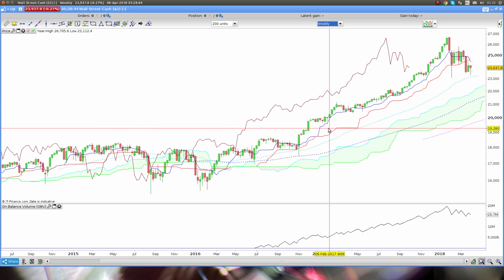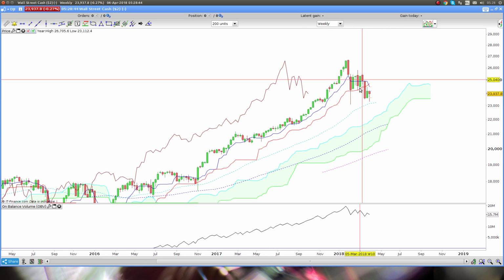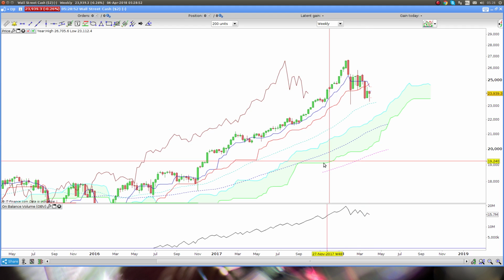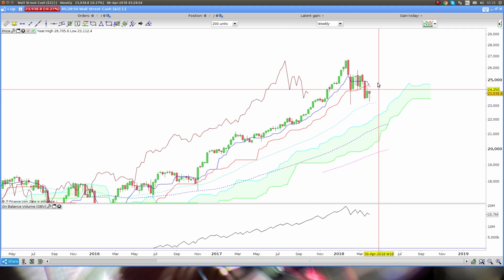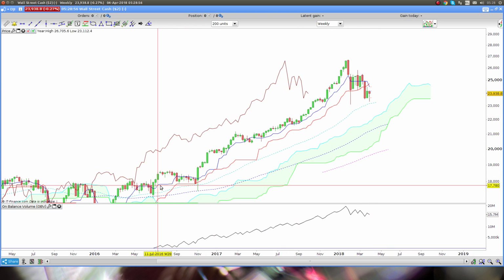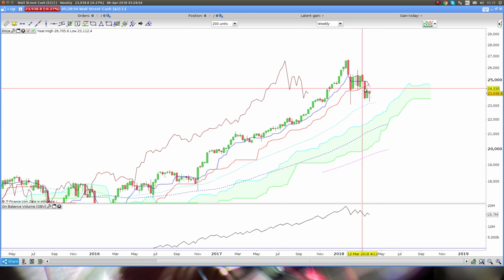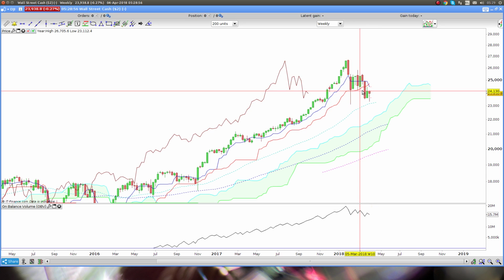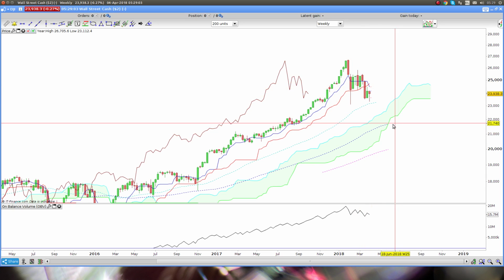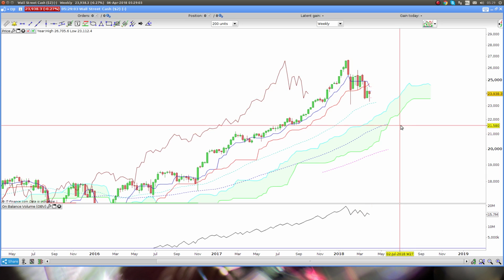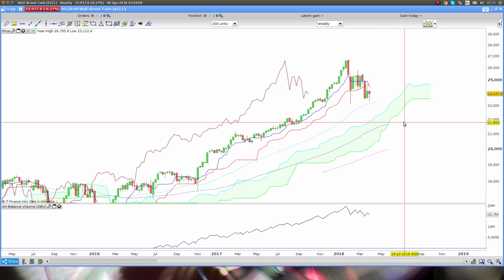Let's just have a look at the weekly as well on Wall Street. For Wall Street, we've had a crossover. Now, the interesting thing about the Ichimoku cloud is the crossovers that happen. So in a bullish trend like this, if we have a crossover this side of the cloud, it doesn't carry as much weight as if the crossover happened underneath the cloud. Okay, I'll just be wary of that.